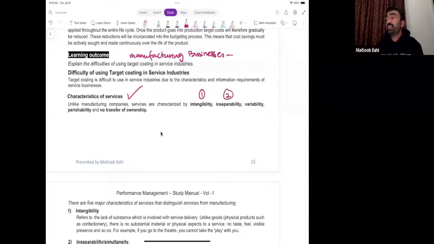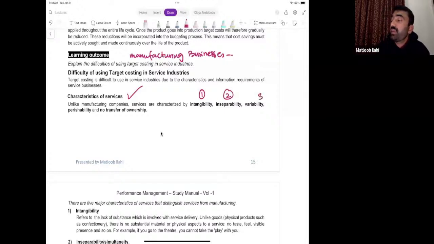Inseparability, also called simultaneity, means that services are produced and consumed at the same time, whereas manufactured products can be separate from their manufacturing and their use. For example, this pen might have been produced a few years back, but still it is in use. But this is not the case with services. Services are produced and consumed at the same time.